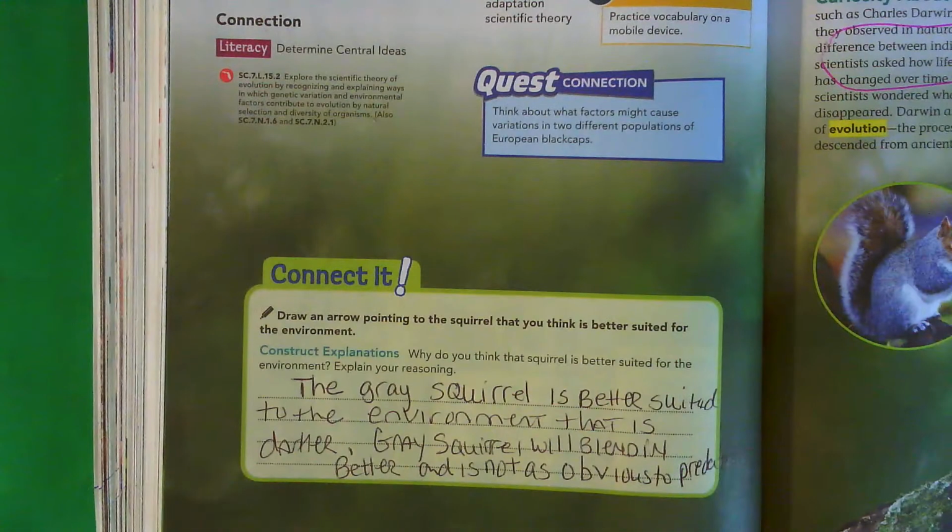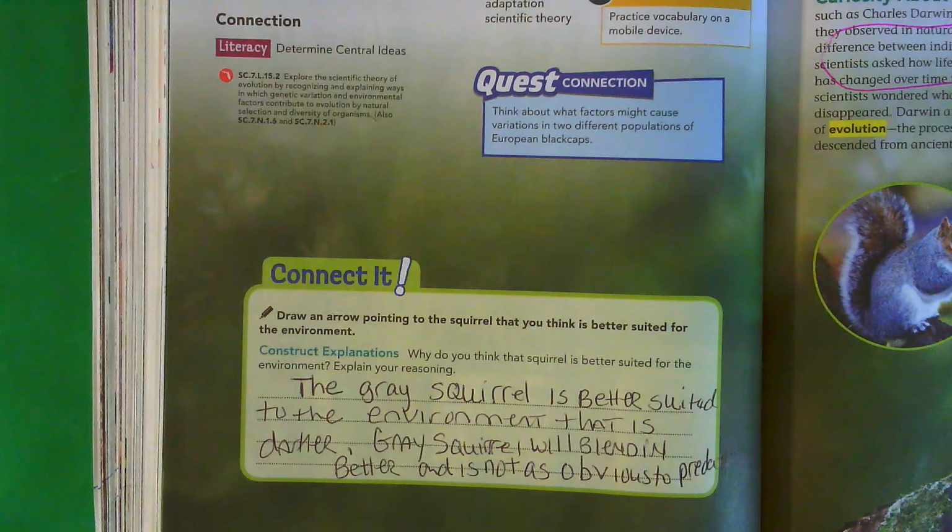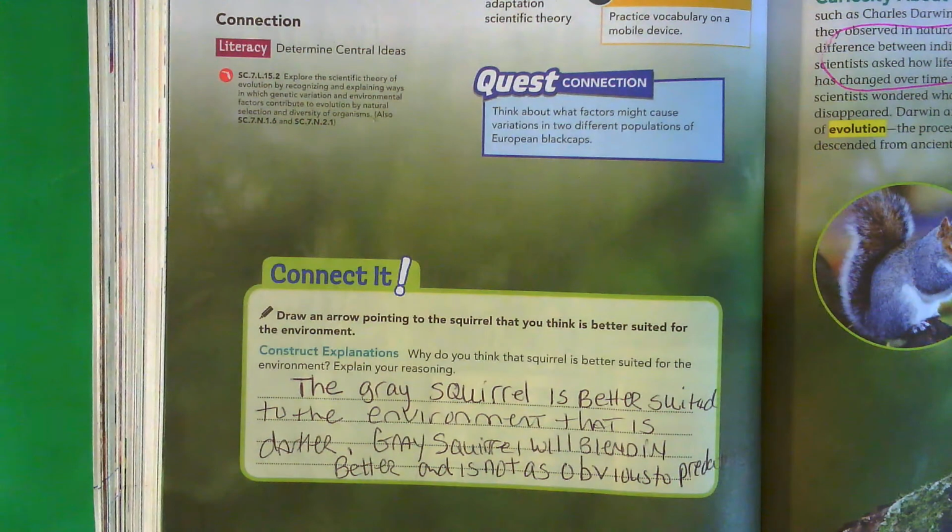On the very first page, what you should have done, which I know y'all have a tendency of ignoring, is draw an arrow pointing to the squirrel that you think is better suited for the environment. So you should have pointed to the gray squirrel. The gray squirrel is going to blend in better on the wood and on the ground and be less likely to be hunted by predators because it's not quite as noticeable as that white one. That would definitely get picked off by a hawk or by an owl quite easily.